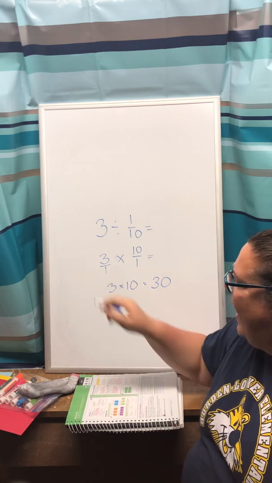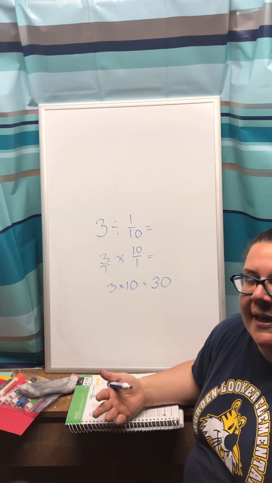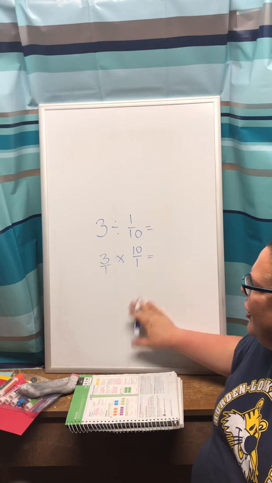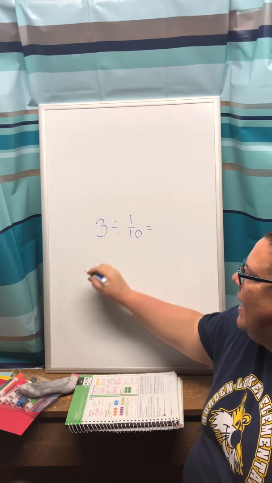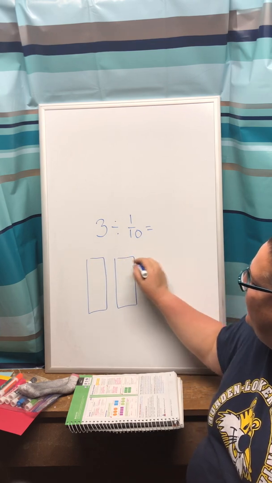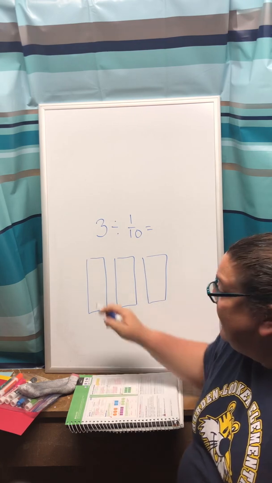Again, you can do that and multiply across. You're still going to get 30 over 1, and then it's going to simplify down to 30. Again, they didn't ask for the picture for this one, but I'll give you the picture just so that you can see. This time we have 3 of something, so 3 candy bars, for example. And this time I'm cutting each of them into 10 pieces.